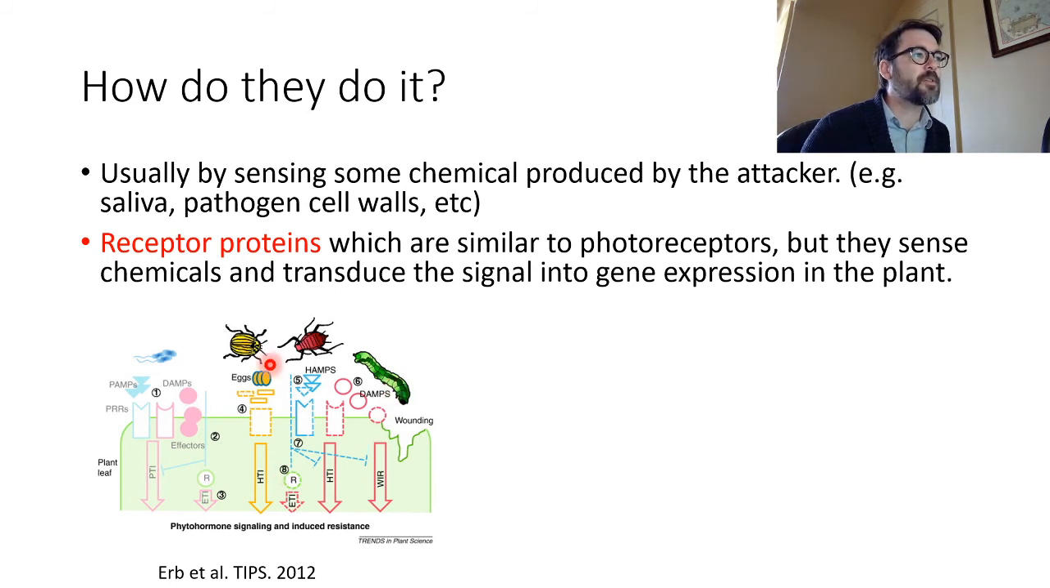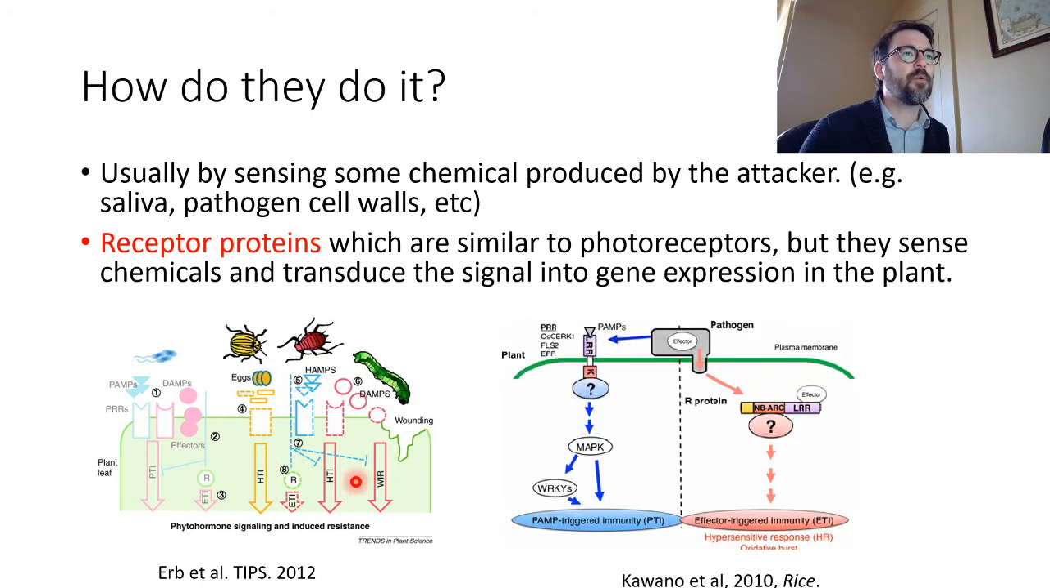Here's a bunch of different herbivores that either lay eggs or chew or whatever, and the point of this figure is just to show you that they turn on completely different sets of genes. Somehow the plants are able to sense something about these attackers, and it turns on completely different genetic responses, which is, I think, really cool.